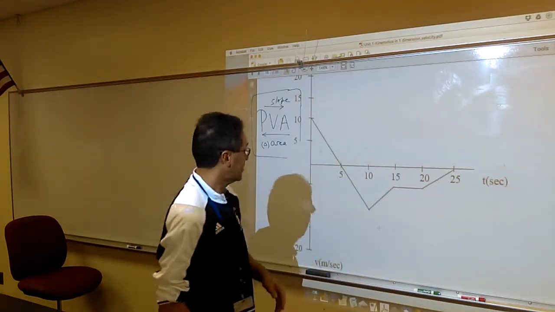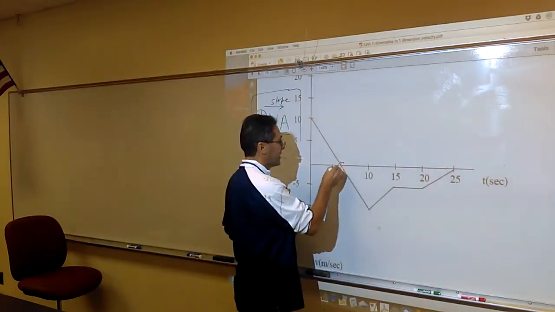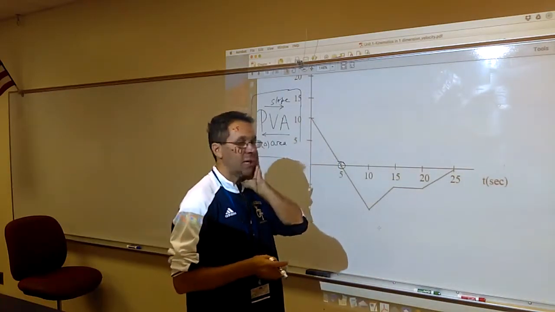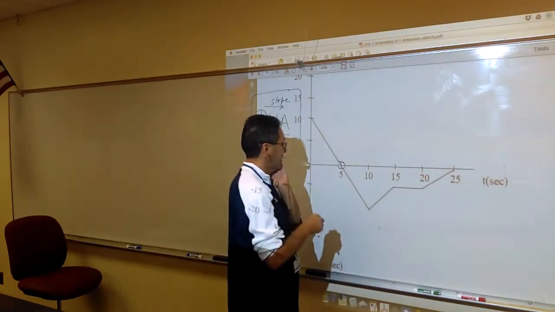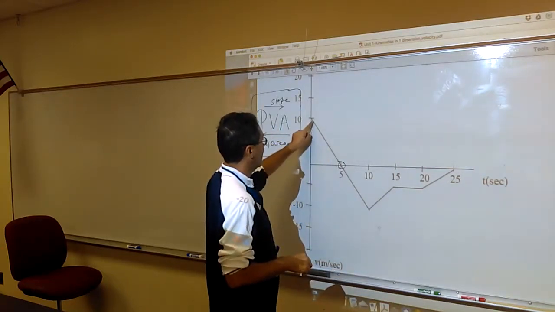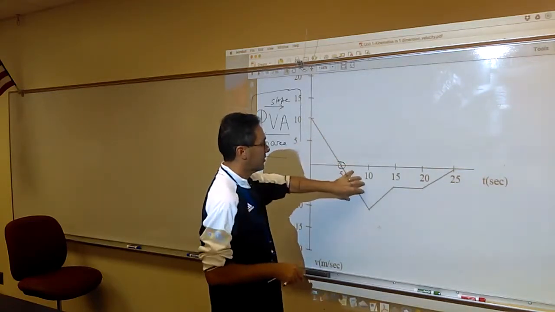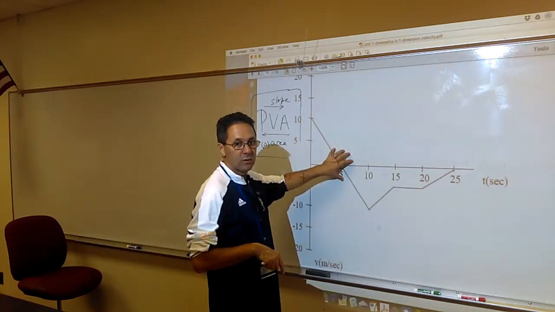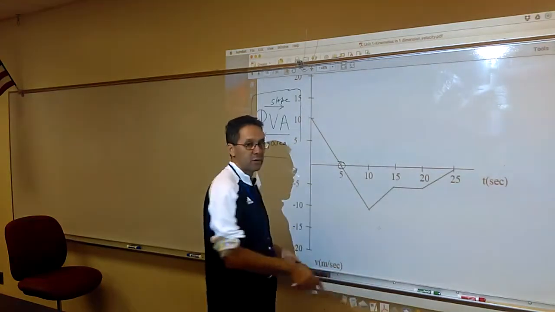When is the object not moving? We can argue this, but at 5 seconds, think about that. Pause the video and think about what's happening at 5 seconds, and then I'm just going to keep going. At 5 seconds, before 5 seconds, the object is moving in the positive direction because you're above the time axis. And here you are moving in the negative direction. The only way you can do that is if you turn around and change direction. So you have to stop for that split second there and turn.